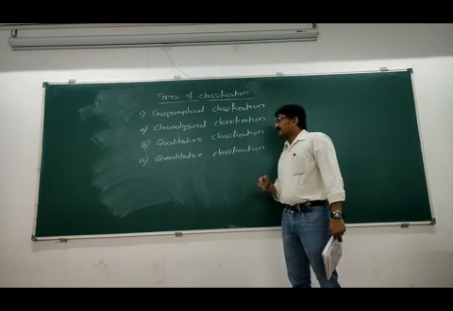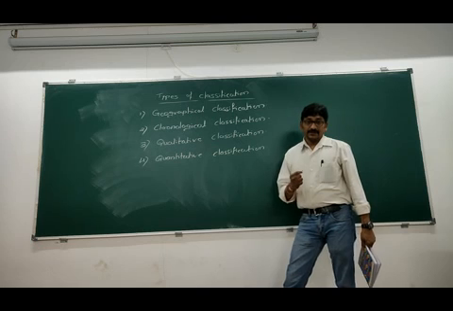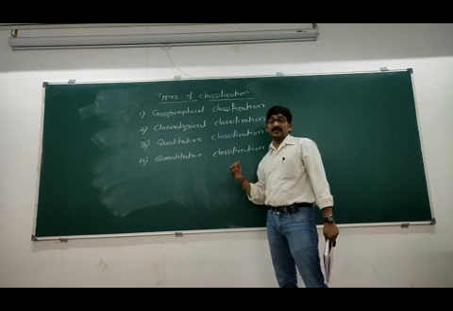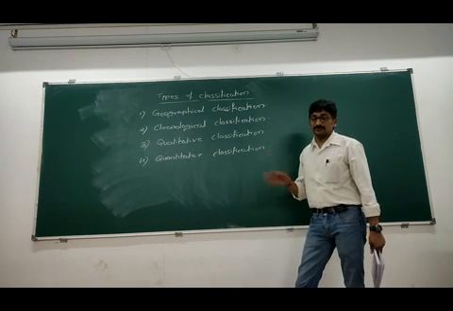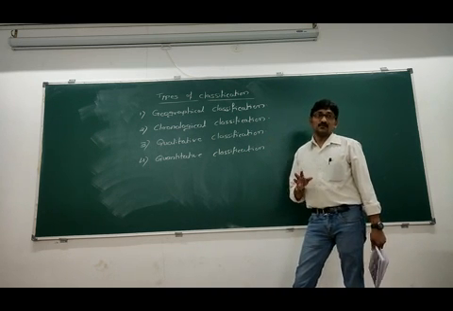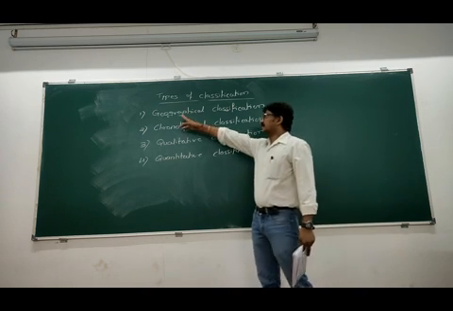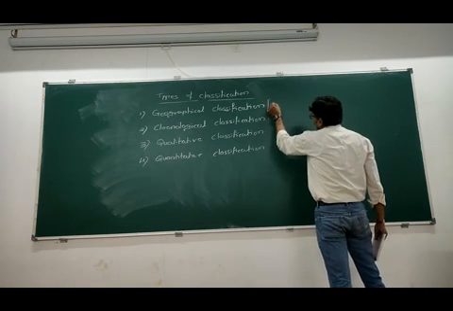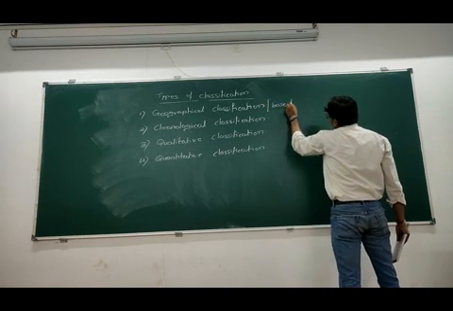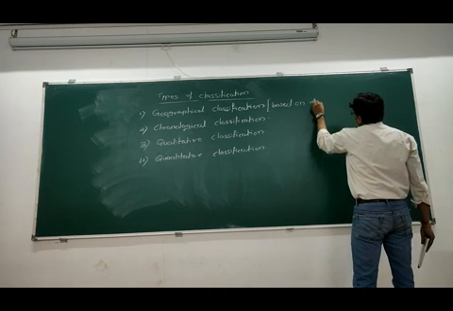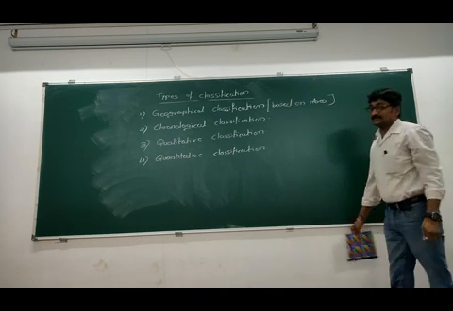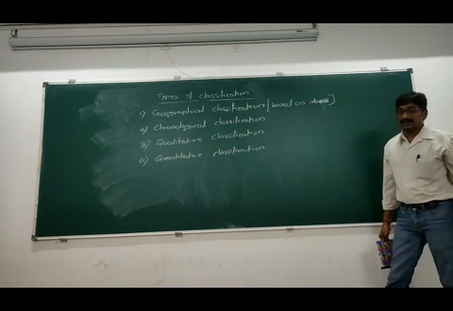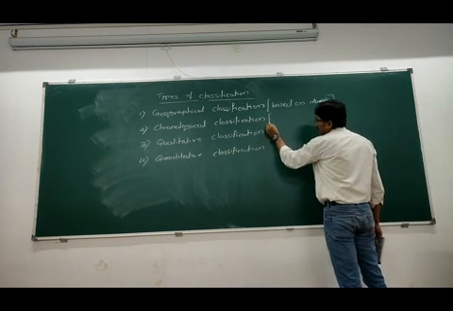Now, what do you mean by geographical, chronological, qualitative and quantitative classification? There is no hard and fast rule that you have to write the definition only, and there is no definition available on these 4 types of classification. You have to write in your own words. Now see, the first one is geographical classification. In brackets I will write here, it is based on area. Whatever may be the area, it is based on area. This much you have to remember.